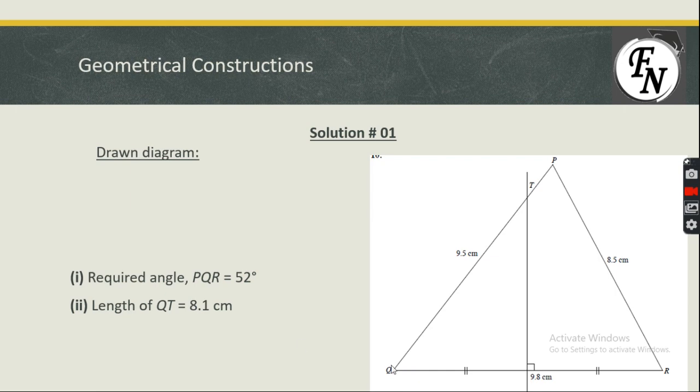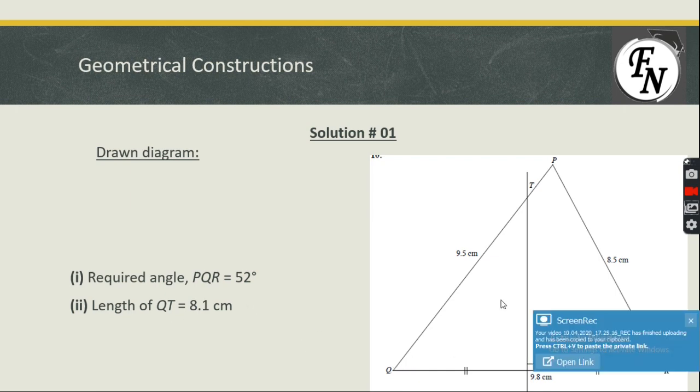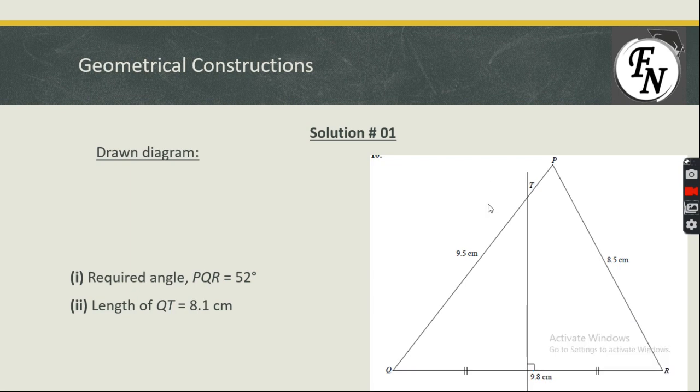So we will measure this angle, which is 52 degrees in this case, and then we need to construct the perpendicular bisector of QR, which is extended to cut line PQ at T, and then we were asked to measure the length of QT, which is 8.1 centimeters here.